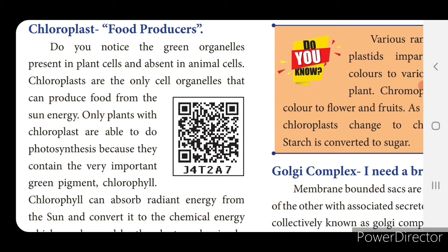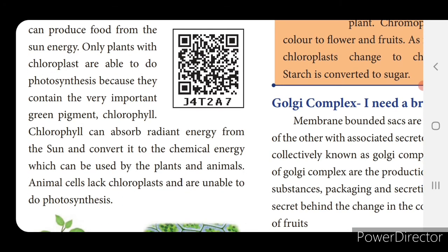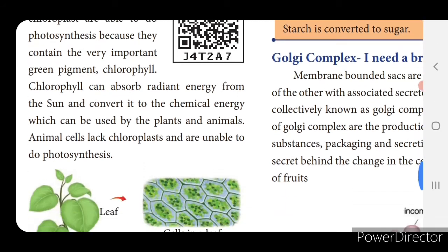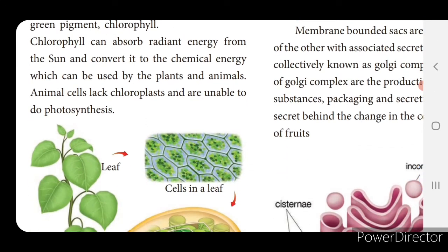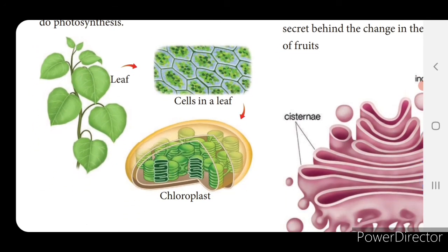Only plants with chloroplasts are able to do photosynthesis because they contain a very important green pigment, chlorophyll. Chlorophyll can absorb radiant energy, that is sun energy, and convert it to chemical energy which can be used by plants and animals. Animal cells lack chloroplast and are unable to do photosynthesis. The structure of the leaf and cells is given below.